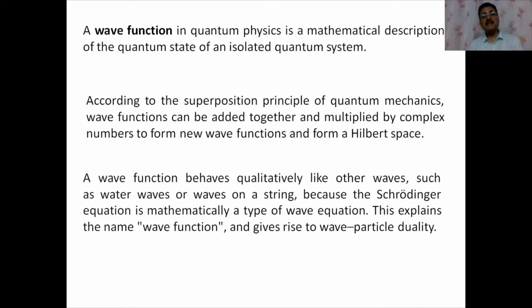A wave function behaves qualitatively like other waves such as water waves or waves on a string, because the Schrödinger equation is mathematically a type of wave equation. And this is what we have to understand. Just like we have the wave equations in classical mechanics, in sound wave, in string, in electromagnetic waves, the Schrödinger equation is also mathematically a wave equation. And because it is a wave equation, its solution will be the wave function psi, just like the solutions of those wave equations were y, E, or H. Similarly, the solution of the Schrödinger equation will be psi over here.